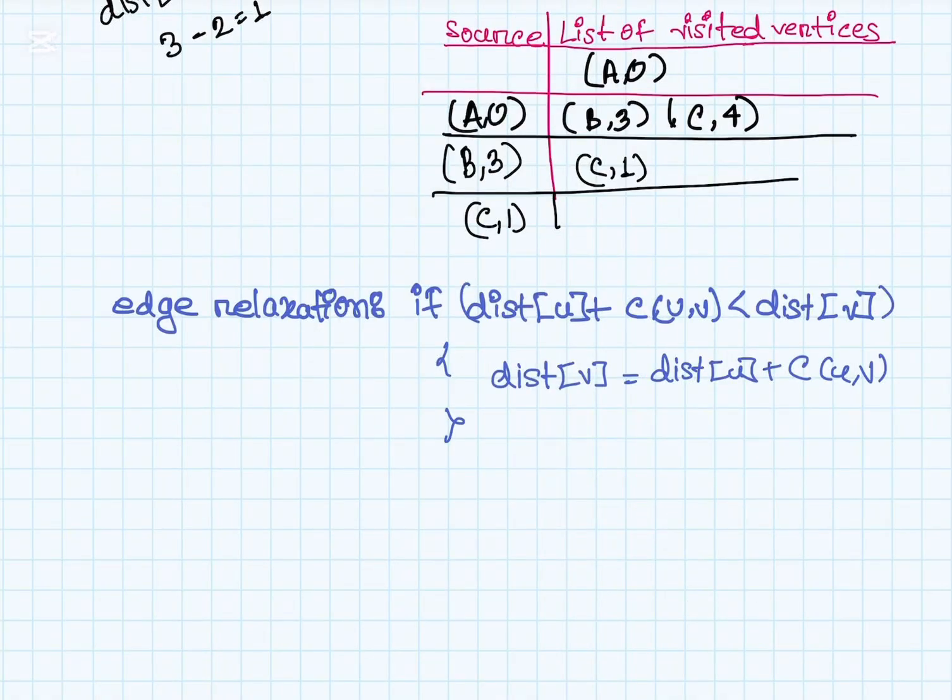Bellman Ford algorithm relies on the concept of edge relaxation. Relaxing an edge means updating the shortest distance via an edge. Meaning, if the distance of vertex V is greater than the distance of vertex U and the cost between these two vertices, then we will update the distance of V to distance of U plus cost of U comma V. This is known as edge relaxation.